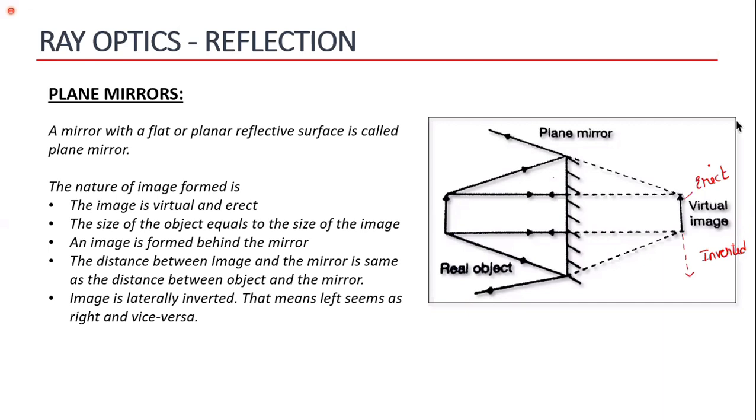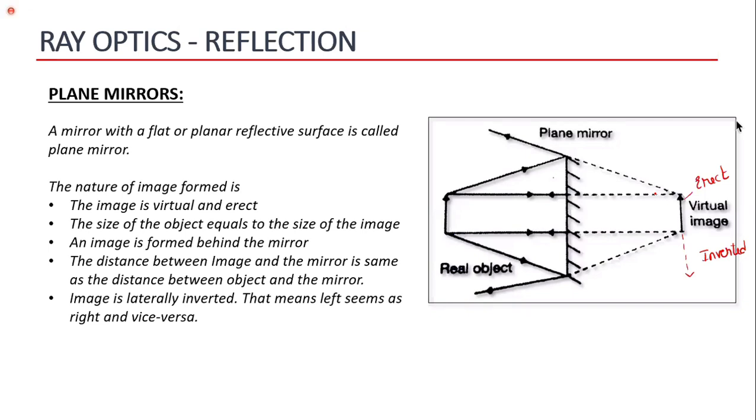In a plane mirror, if you see yourself, you will not see your image upside down, no? So this is your erect image. It is virtual, not a real image, and it's an erect image. And the size of the object is equal to the size of the image. For example, I am about 5'9" in height, so my virtual image in the mirror will also be 5'9".